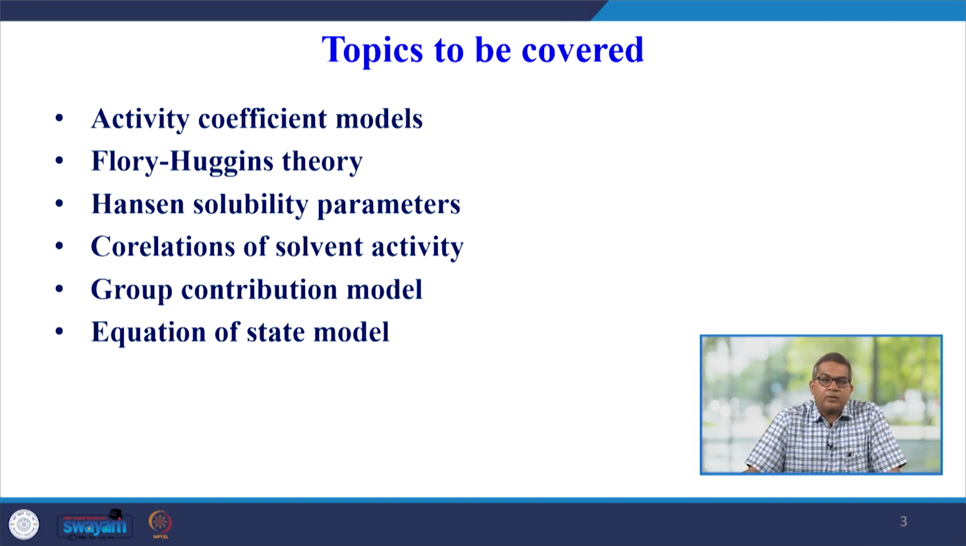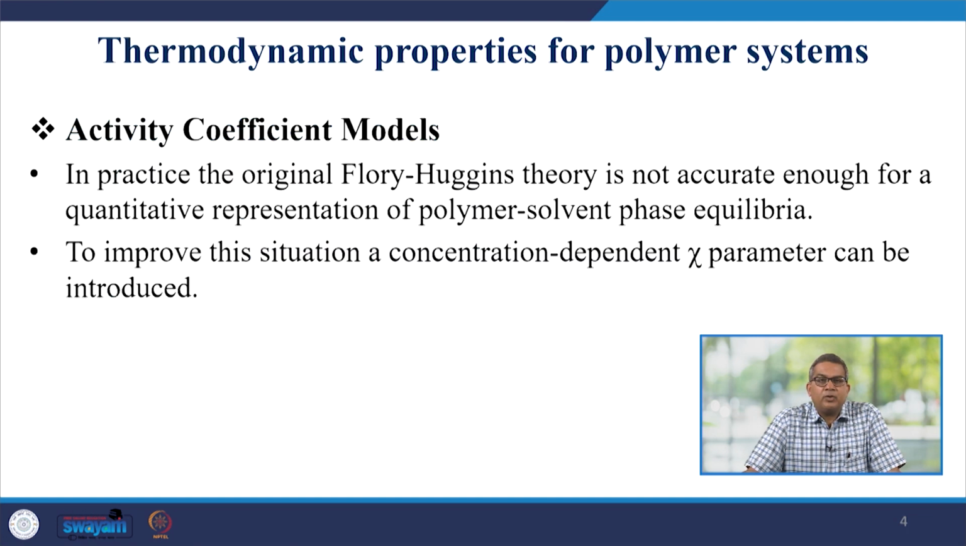We will discuss the Flory-Huggins theory. Then we will discuss Hansen solubility parameters, and the correlation of various solvent activities, because solvents play a very vital role in shaping the polymers into useful products. Then we will discuss the group contribution model and equation of state models.